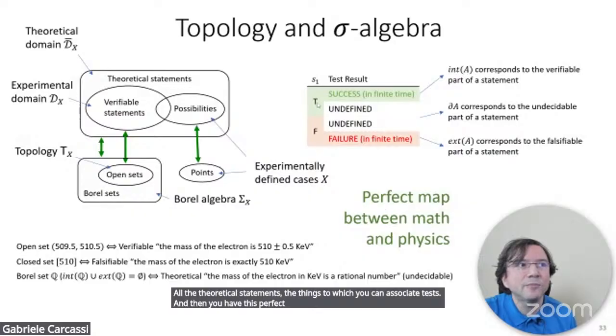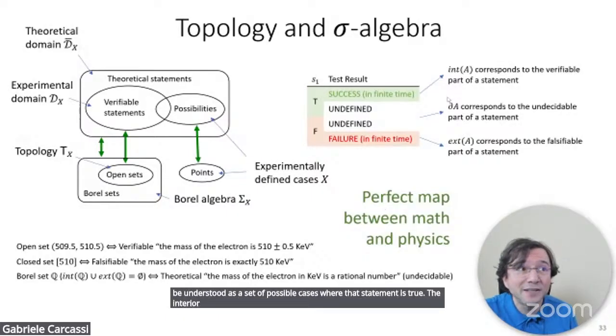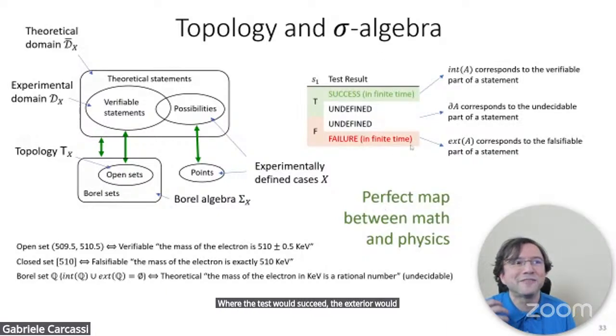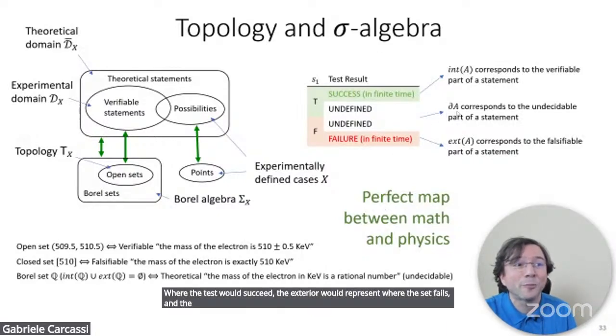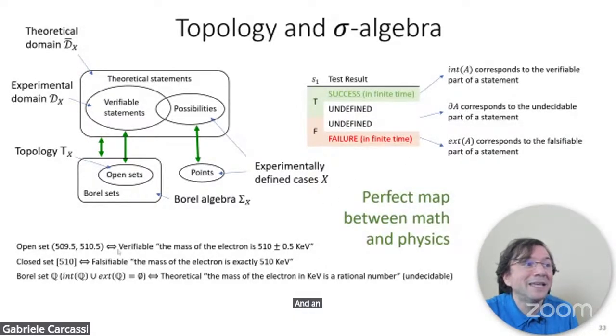If you have a statement, the statement can be understood as a set of possible cases where that statement is true. The topological interior of that represents where the test would succeed. The exterior would represent where the test fails, and the topological boundary represents the part that remains undecidable. And an open set is a verifiable statement.